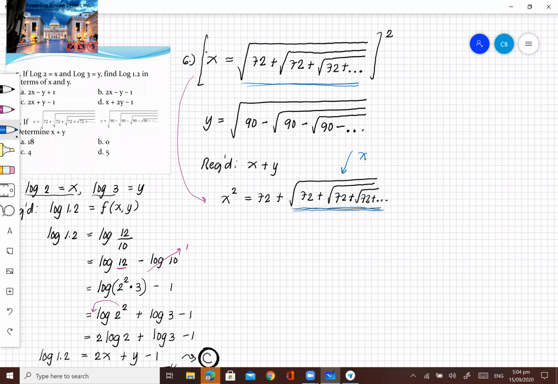So, ganun na nangyari dito. Although kumuha tayo ng isa, and since the equation is continuous indefinitely, there is no significant difference before and after we remove the square root of 72 out of the given equation. Kaya yung natitira, it will serve still as what? X. So in that case, after squaring the equation, we have now quadratic equation.